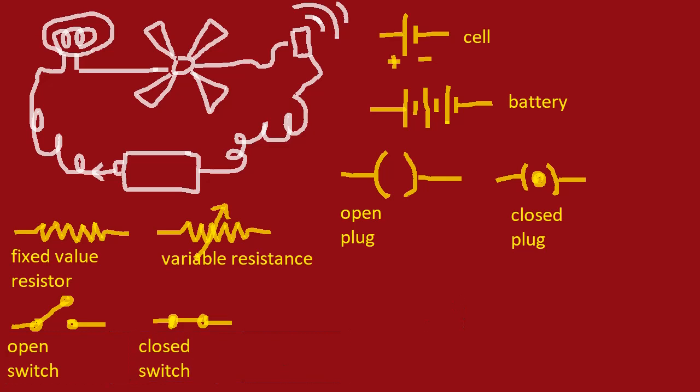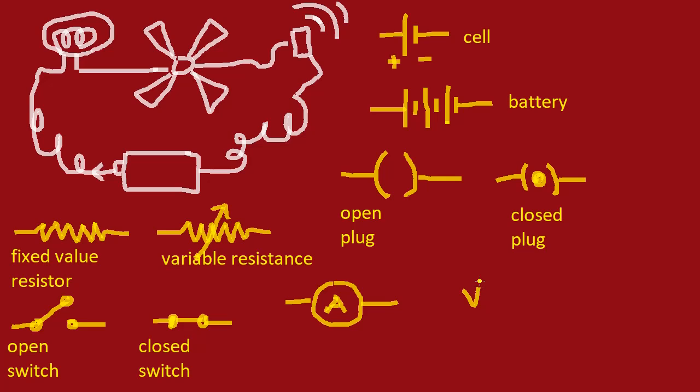We have some other devices also. We have a device called the ammeter. The ammeter is a device which actually measures the electric current flowing through a circuit. An ammeter is shown using this symbol, a circle with A written inside the circle. This is a symbol for an ammeter which actually measures the electric current through a circuit.